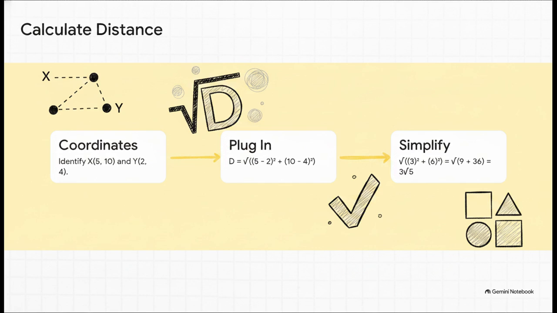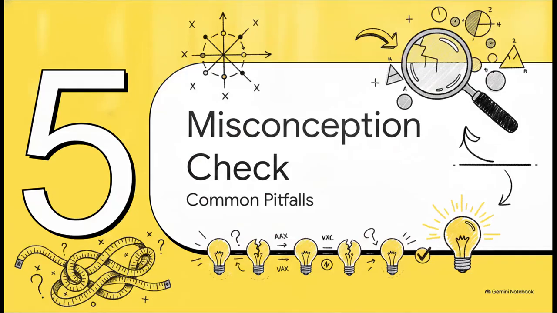Now, the square root of 45 isn't a perfect whole number, but we can simplify it algebraically down to 3 root 5 units. See? When you take it step by step, it really doesn't have to feel overwhelming at all. Section 5. Misconception check, avoiding common pitfalls.